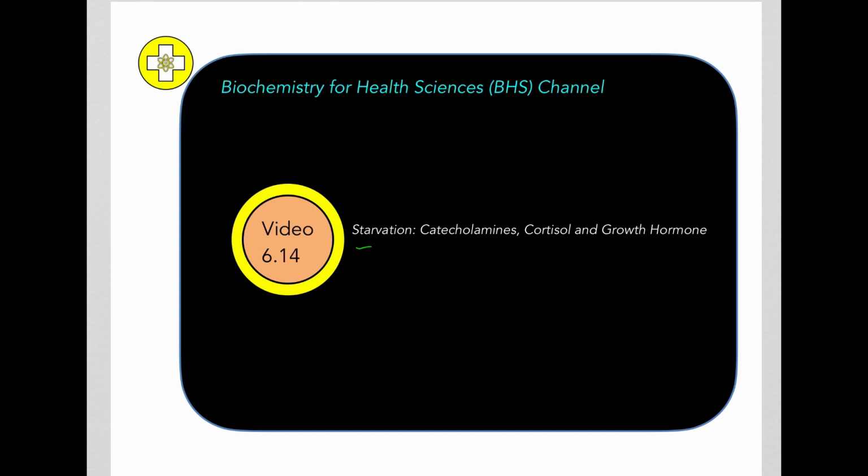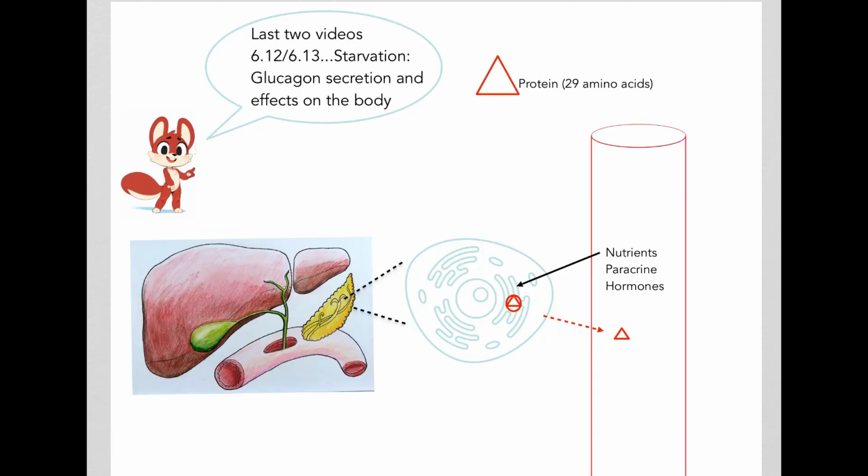Today's topic is starvation, the role of catecholamines, cortisol, and growth hormone. In the last two videos, 6.12 and 6.13, we discussed the secretion of glucagon and how glucagon affects the body during starvation.